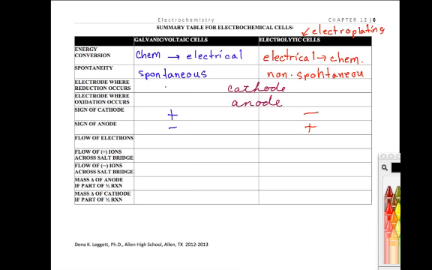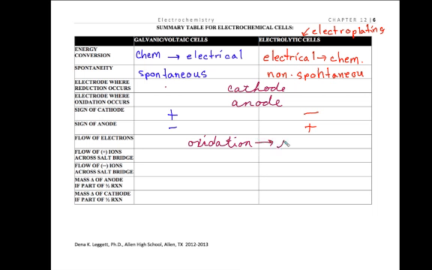Now, the flow of electrons is the same for both because electrons are always leaving the oxidation half reaction, and they're always being received by the reduction. So that's the same for both of them. Electrons always flow from oxidation to reduction. This is true of the positive ions.